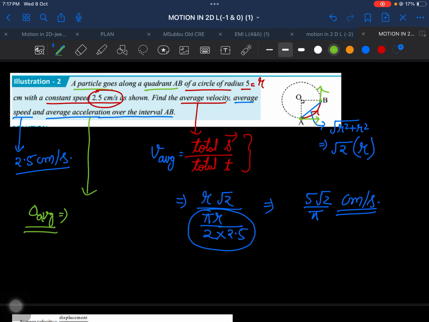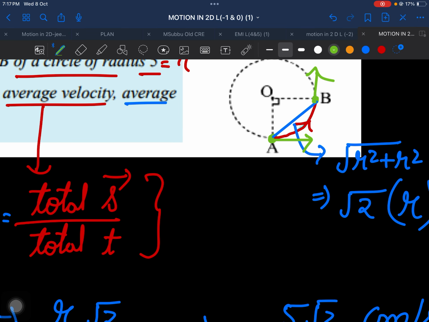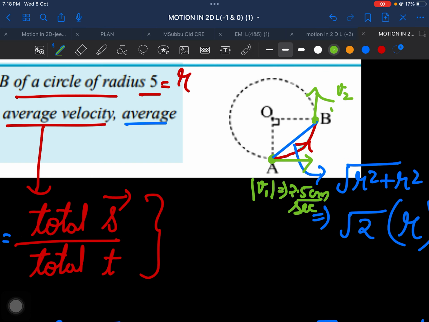The change in velocity means v2 minus v1. Now the magnitude is simply under root. What is the magnitude of v1? It is simply 2.5 centimeter per second. Everyone, just think. What is the magnitude of v2? Mod means magnitude, right? So the magnitude of v2 is also 2.5 centimeter per second.